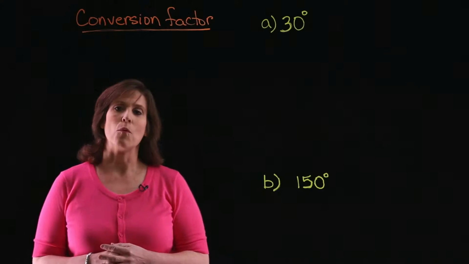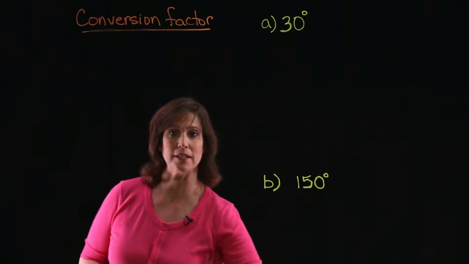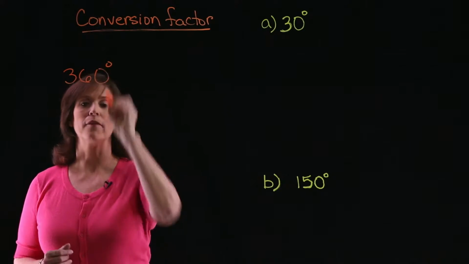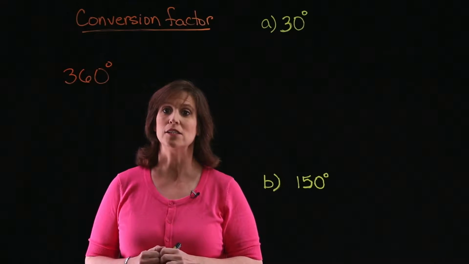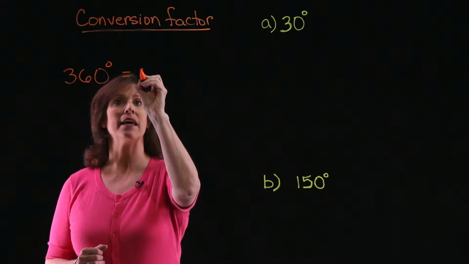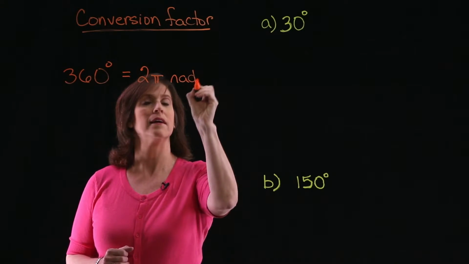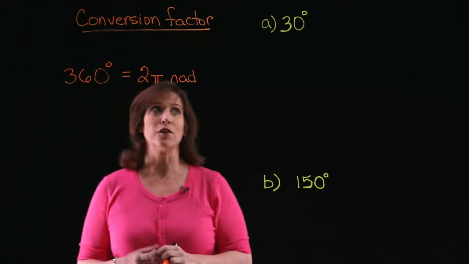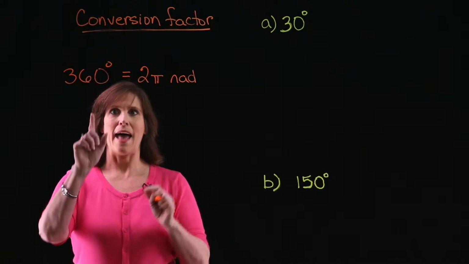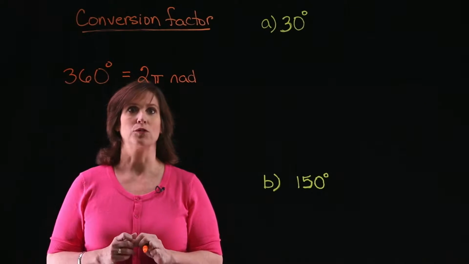Well, we know that one complete revolution, when you measure in degrees, is 360 degrees. And we know that one complete revolution, when you measure in radians, is 2 pi. So 360 degrees is the same thing as 2 pi radians. To create a conversion factor, we're going to take this equation and make one side equal to 1.